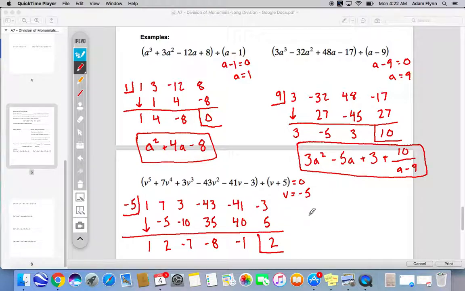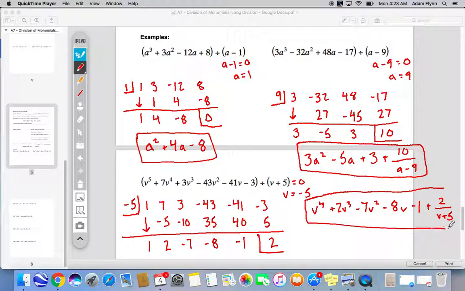So I can rewrite my answer. I'll reduce my power by 1, so I know my first degree here will be v to the 4th plus 2v cubed minus 7v squared minus 8v minus 1 plus 2 over v plus 5. Pause the video if you need more time.